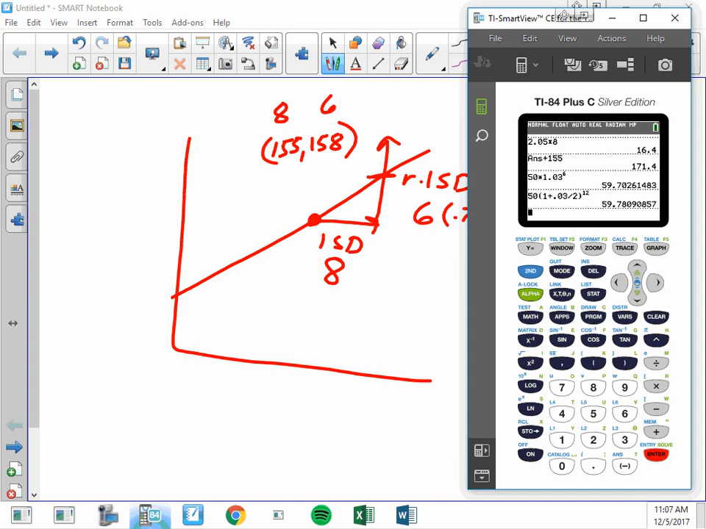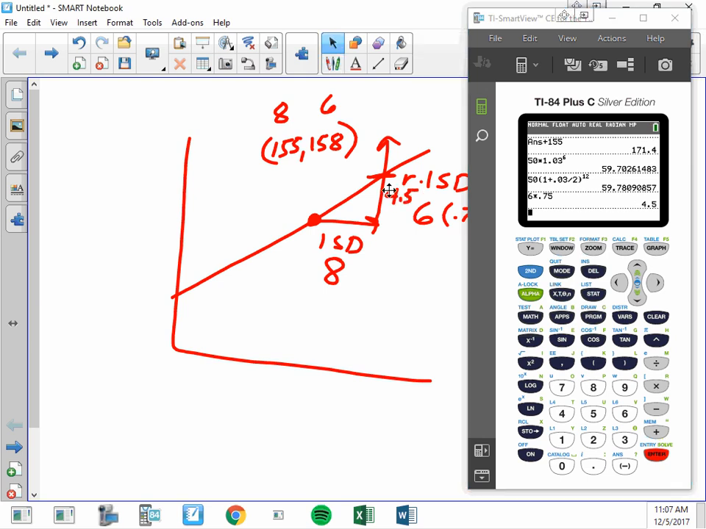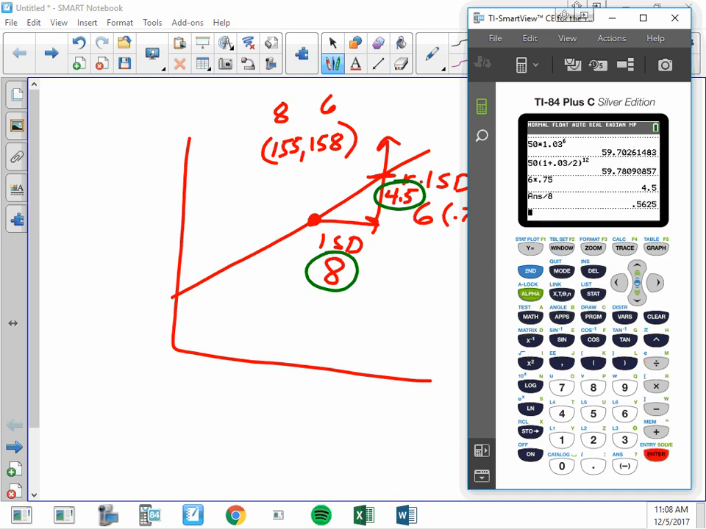So 6 times 0.75 is 4.5. And now we just do rise over run. The rise is 4.5 and the run is 8. So 4.5 divided by 8, and I get m is 0.56. Does everybody understand that? Now I need to find the y-intercept.